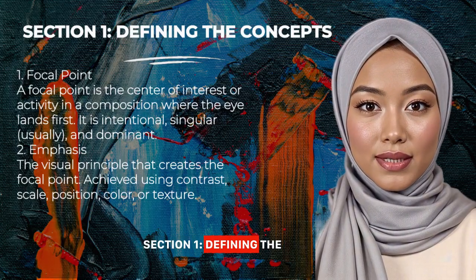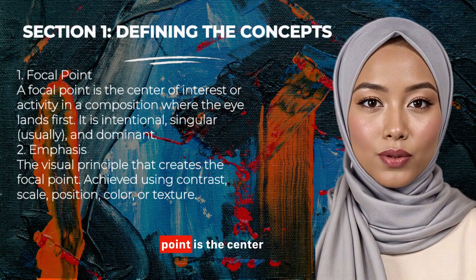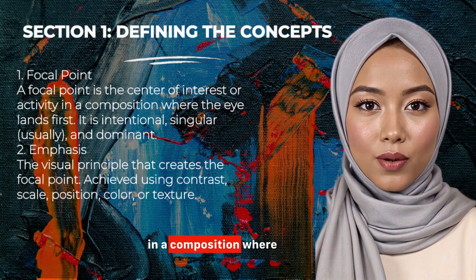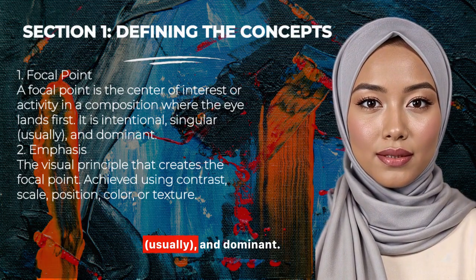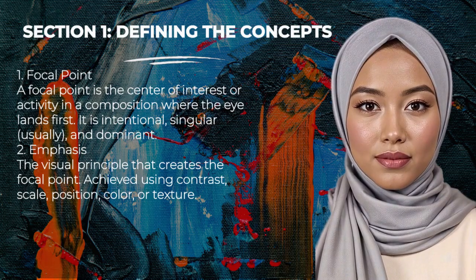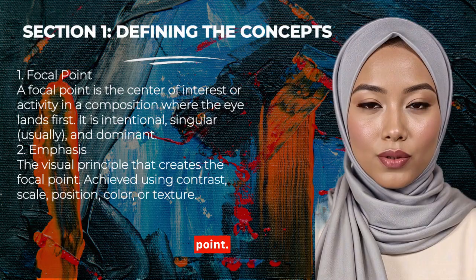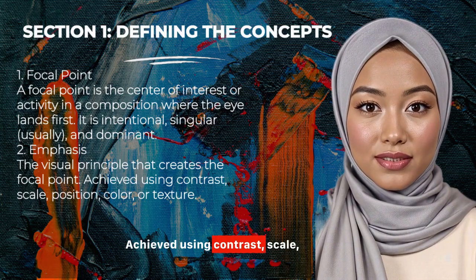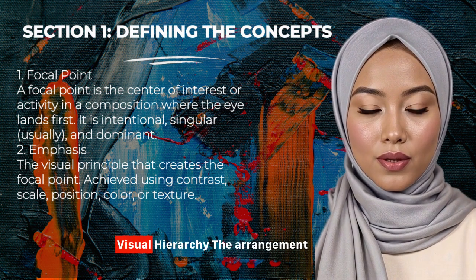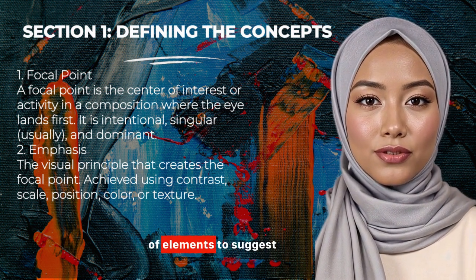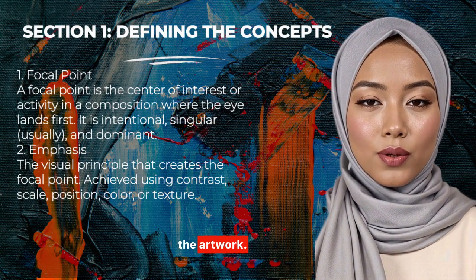Section 1. Defining the concepts. 1. Focal point. A focal point is the center of interest or activity in a composition where the eye lands first. It is intentional, usually singular, and dominant. 2. Emphasis. The visual principle that creates the focal point, achieved using contrast, scale, position, color, or texture. 3. Visual hierarchy. The arrangement of elements to suggest order of importance. This determines the path the eye takes through the artwork.